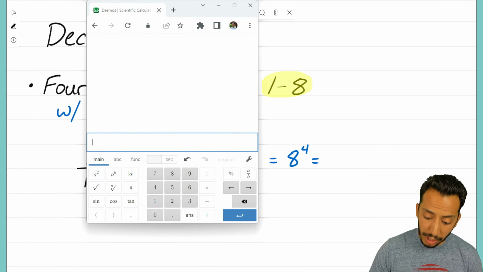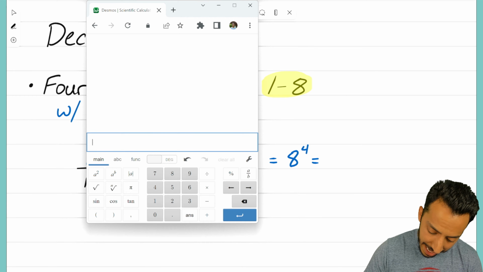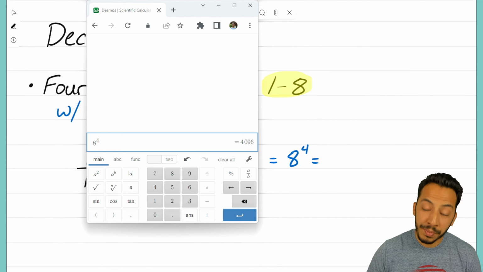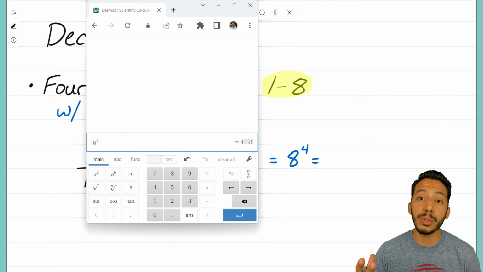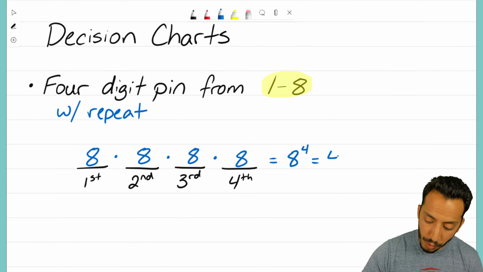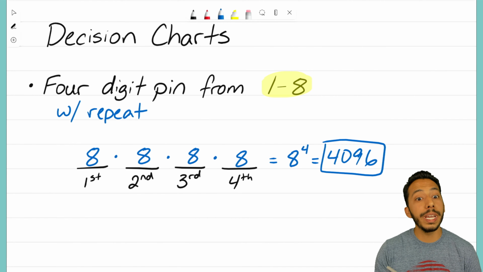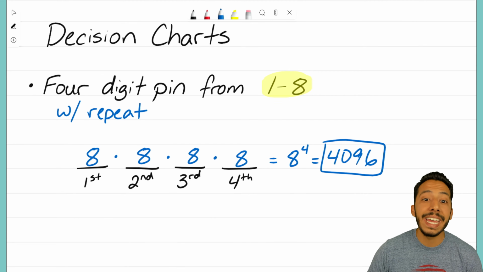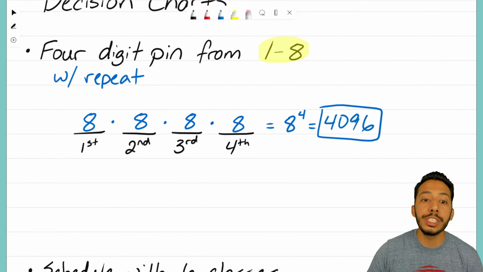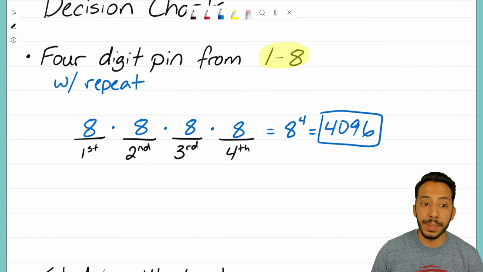Now we get our calculator out and type in 8 to the 4th power. And we see that the total possible combinations for our 4-digit PIN is going to be 4,096. That is a lot of different PINs when we allow repetition to happen. All right. So now I think what might be helpful for us is what happens when we don't allow repetition.